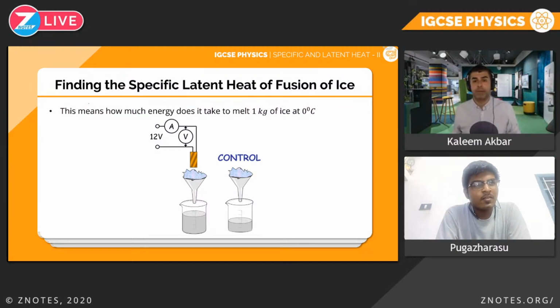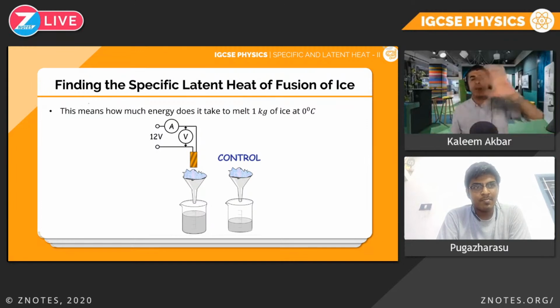All right. Key takeaway here: students look at the 0 degrees Celsius and they think specific heat capacity. There is no change in temperature here. Yes, you can see a temperature, but it's not going to change. It's going to stay 0.